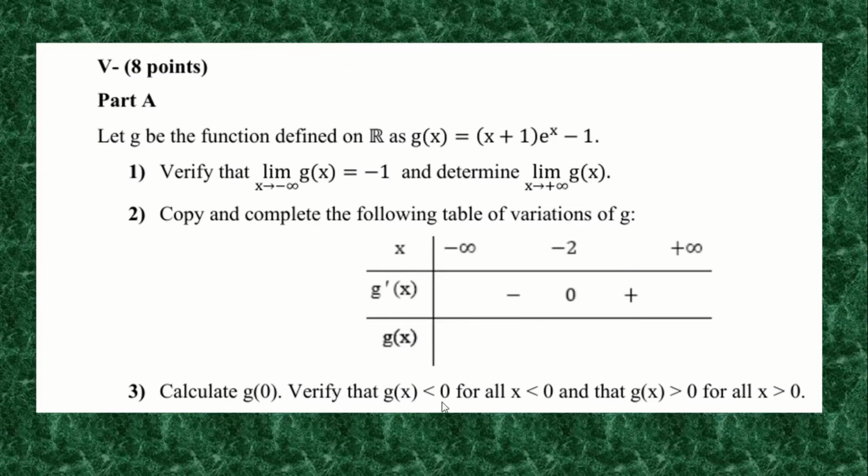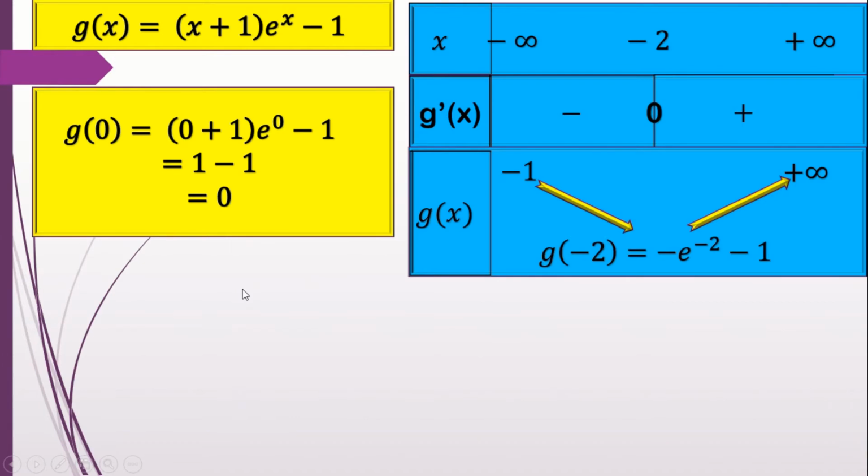Now verify that g of x is negative for all x negative and g of x is positive for all x positive. Note something, we have just proved that g of 0 equals 0, we should keep it in mind. Well, what happens for x less than 0? There's something in particular for x less than minus 2. Isn't g of x strictly decreasing and continuous? It varies from minus 1 towards minus exponential minus 2 minus 1, which are all negative values. So from minus infinity towards minus 2, g of x is negative.